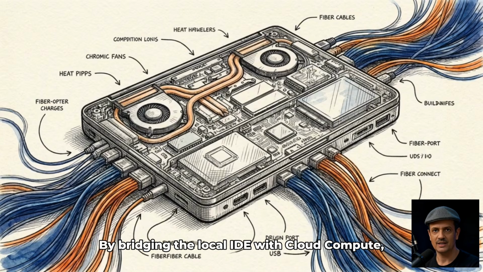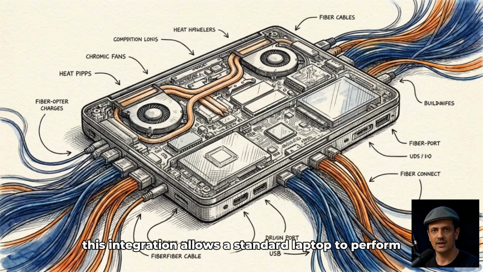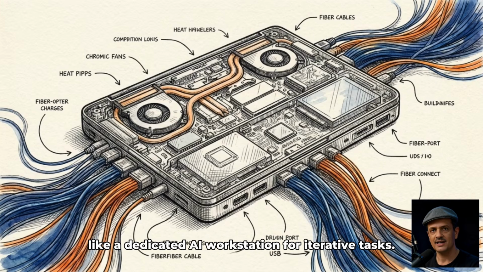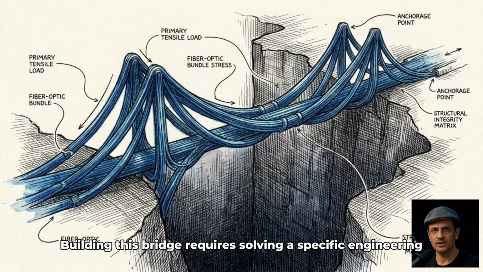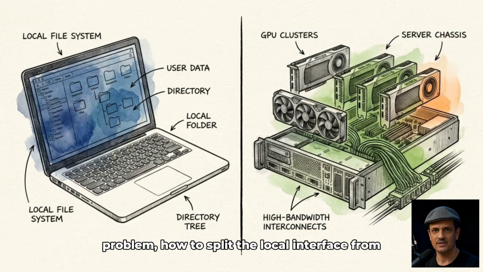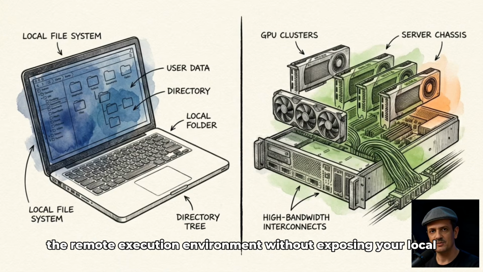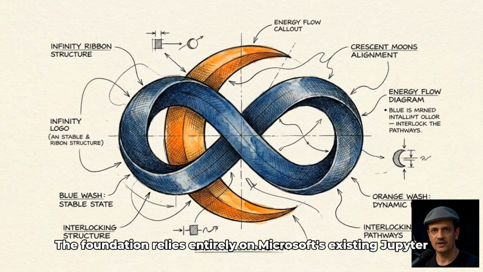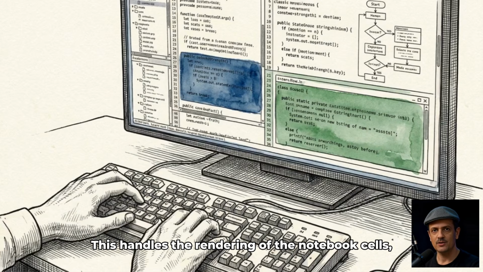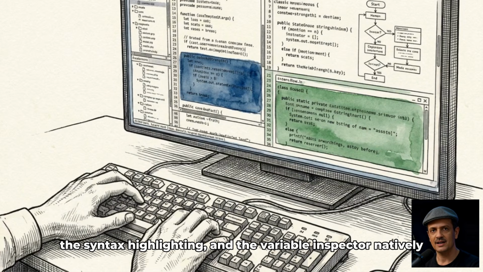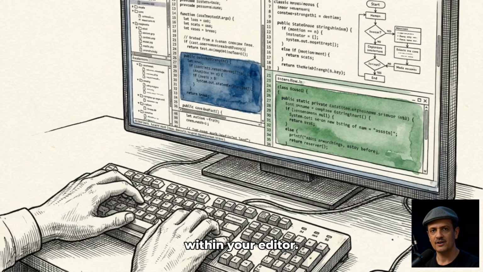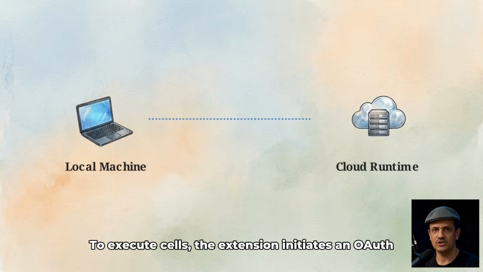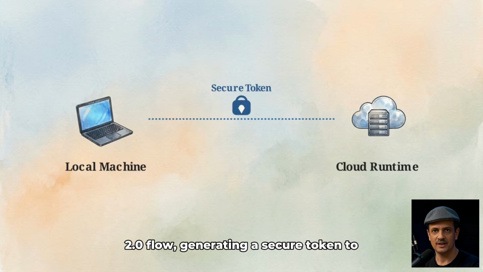By bridging the local IDE with cloud compute, this integration allows a standard laptop to perform like a dedicated AI workstation for iterative tasks. Building this bridge requires solving a specific engineering problem: how to split the local interface from the remote execution environment without exposing your local hard drive to cloud security risks. The foundation relies entirely on Microsoft's existing Jupyter extension. This handles the rendering of the notebook cells, the syntax highlighting, and the variable inspector natively within your editor. To execute cells, the extension initiates an OAuth 2.0 flow, generating a secure token to command the remote machine.